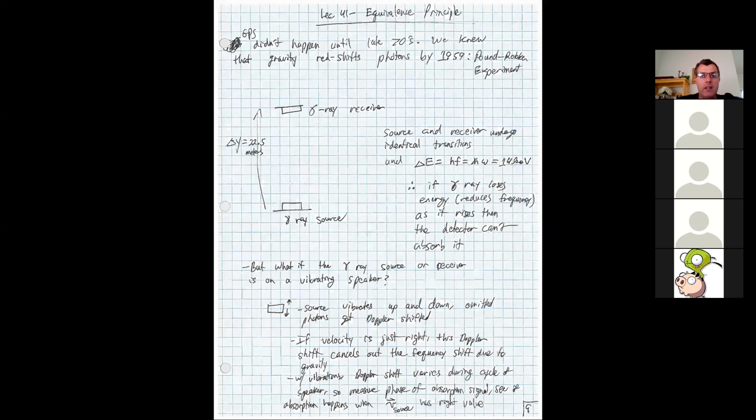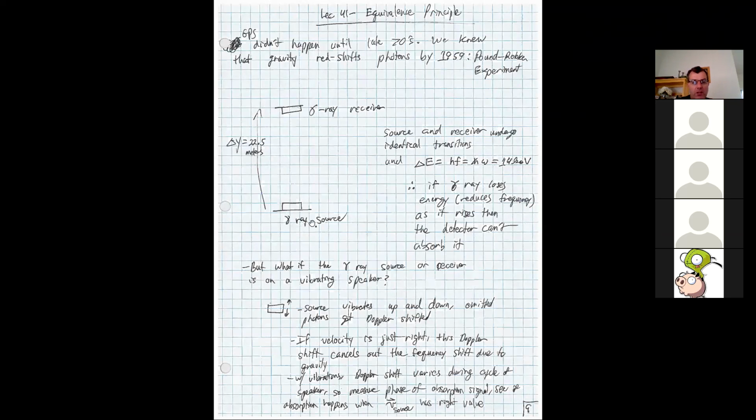All right, last thing. GPS didn't happen until the late 70s, but we knew about gravitational redshifts of photons by 1959. Let me rephrase that. We knew in 1915 that general relativity predicted it. We knew in 1959 that the prediction is actually valid. It was called the Pound-Rebka experiment, done at Harvard by Pound and Rebka.